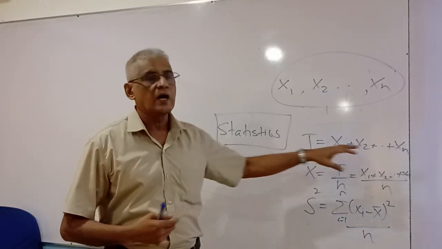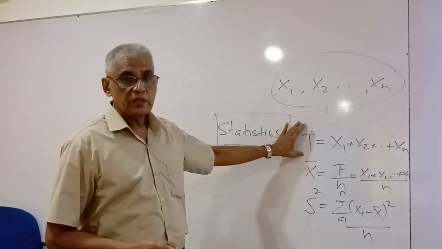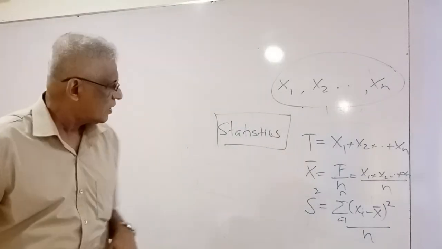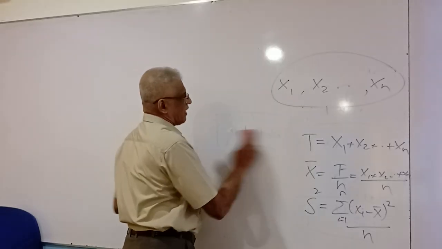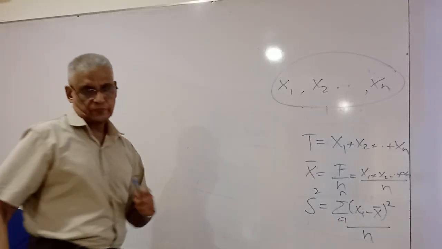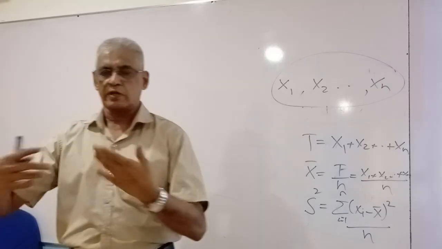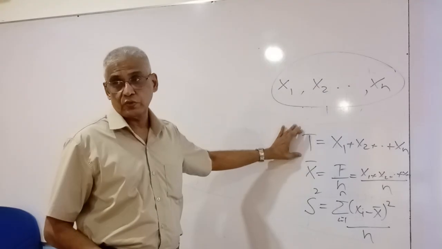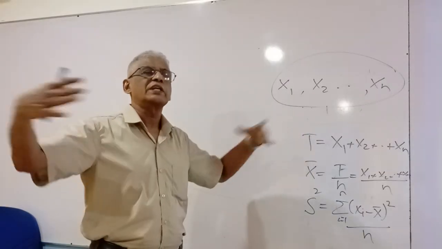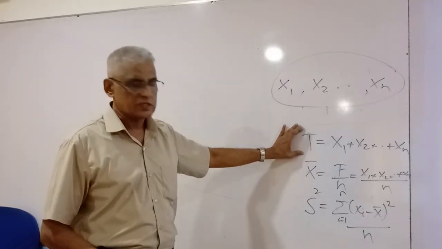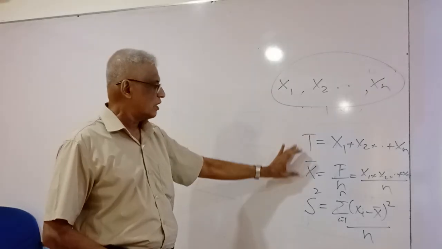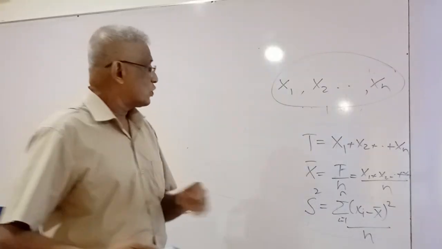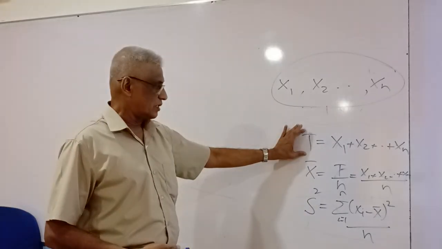Because x1 up to xn are random variables, this is also a random variable. This is a random variable. This is a random variable. So any random variable always has some probability distribution. Right? All the random variables have some probability distribution. So we can talk about the expected value of t also. We can talk about the expected value of any random variable. So we are usually interested in what is the expected value of this quantity, and also what is the standard deviation of this quantity, right?